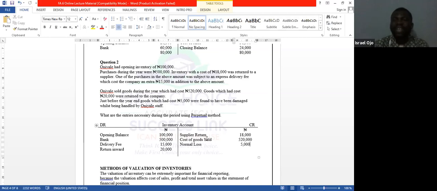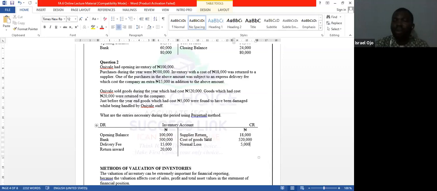Now, if they return any item that you have sold before, then your inventory account is involved, and your cost of sales also is involved. So goods returned to you, you are going to debit your inventory account, then you are going to credit your cost of sales. But if you are the one returning goods outward to your supplier or vendors, you are going to credit the inventory account, then you are going to debit the cost of sales account. Please, you need to know that. Very, very important. That's the second leg for that.